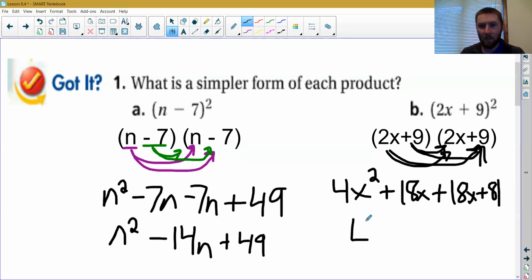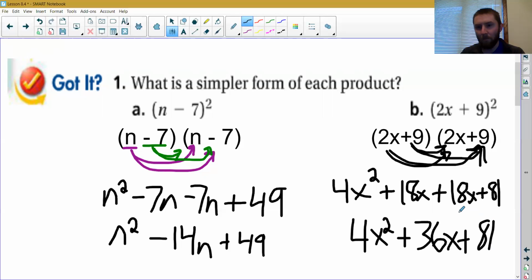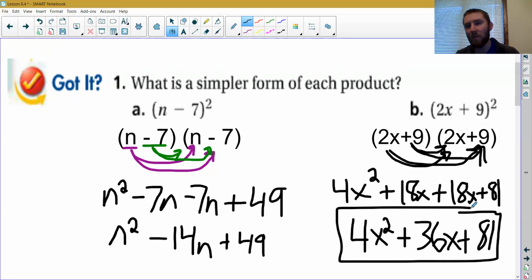When I combine these things, I get 4x squared plus 36x plus 81. Okay, so it becomes a normal quadratic trinomial, just like we've been seeing previously with our FOIL methods and double distributive property. So it's important to recognize a binomial being squared for what it is. It's a binomial times another binomial, exactly in the same way that we were dealing with before, okay?